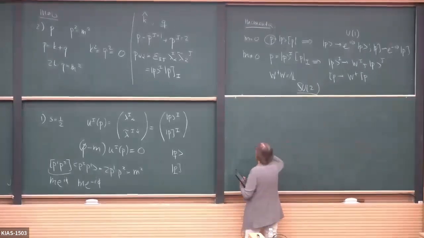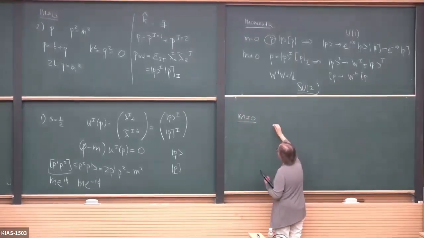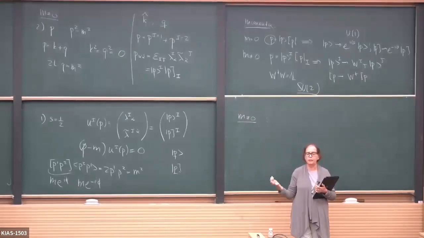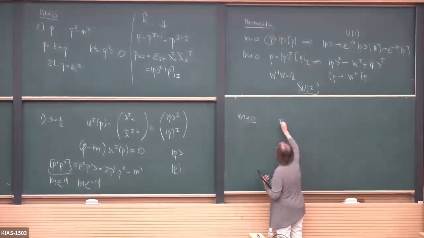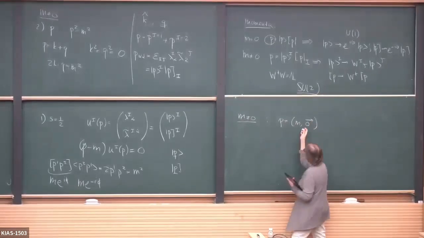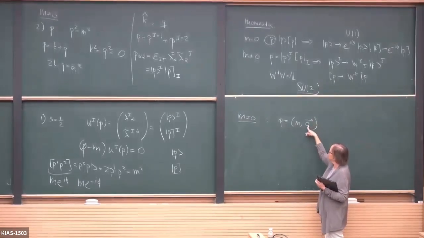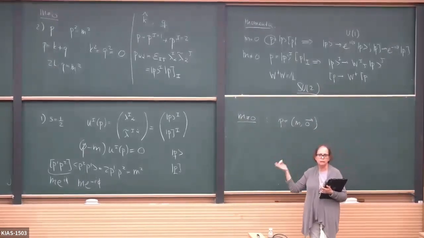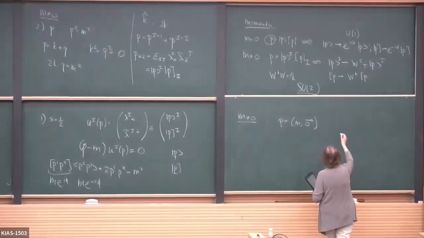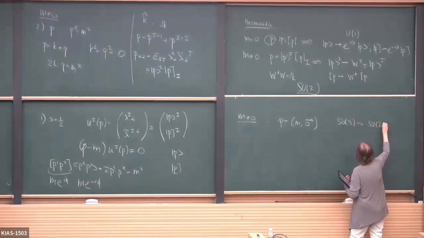So let's start with the massive case. With the massive case, the easiest way to see the little group is to go to the rest frame. In the rest frame, the momentum is m and a 3-vector 0. I can rotate this 3-vector any way I want, and the momentum is going to stay the same. So here the little group is SO(3), which is isomorphic to SU(2).